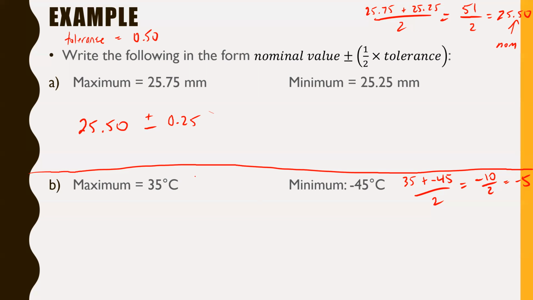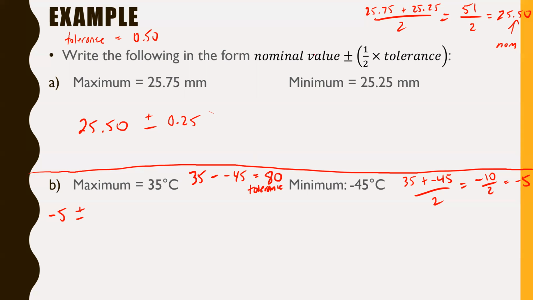That's the middle value we have here. So negative 5, at least I think that is. Yeah, that works. Negative 5 plus or minus 1/2 times our tolerance. Well, our tolerance is the difference between these two. So the difference from the maximum to the minimum, you can find that by subtracting. So 35 minus negative 45. I believe if we do that, that's going to give us 80. You can always test that in your calculator, but I will confirm that is 80. So 80 is our tolerance.